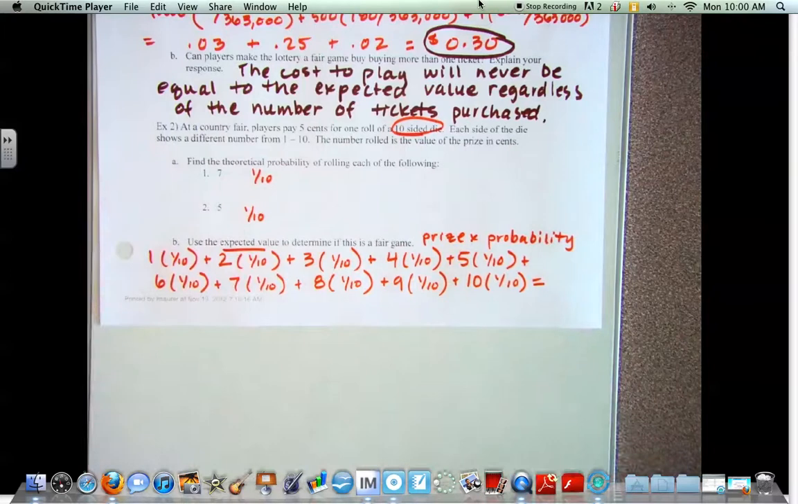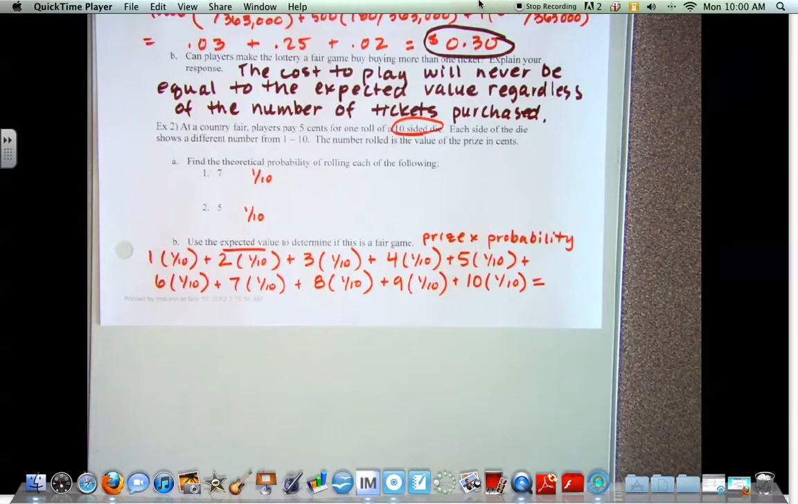All right, now we have to determine what this is equal to. So what do you think the easiest way is to determine that? Multiply it all. Add all your winning numbers up and then multiply it. Okay, so add up all your winning values and then multiply it by 1/10.